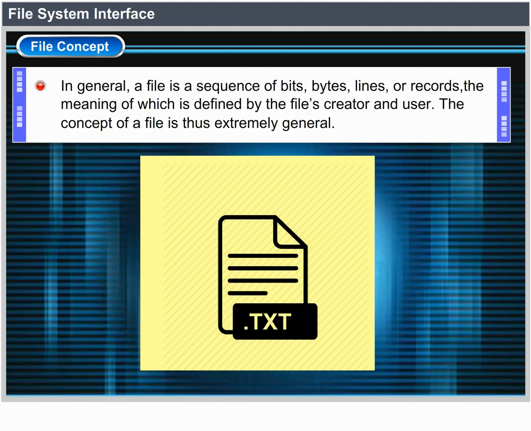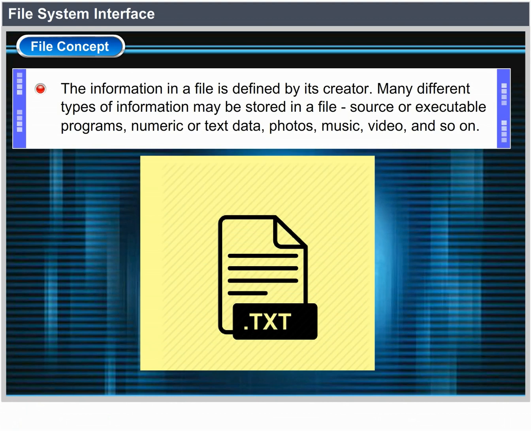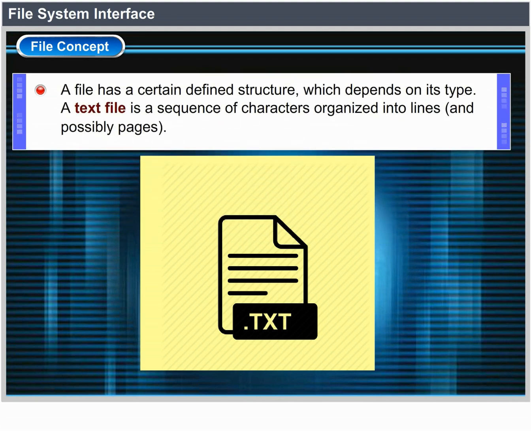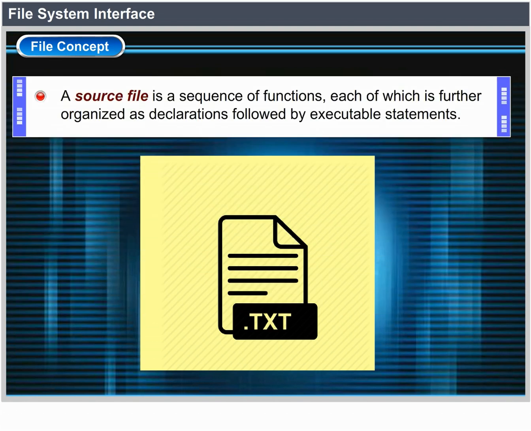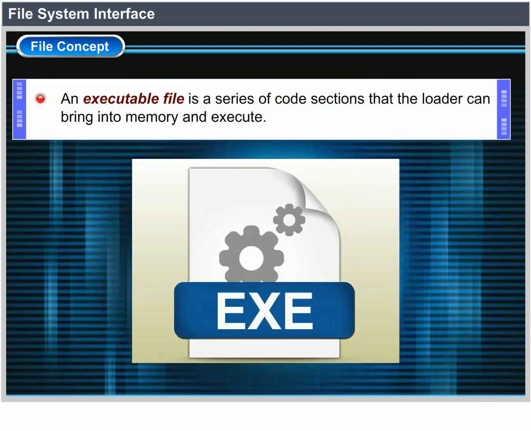The information in a file is defined by its creator. Many different types of information may be stored in a file: source or executable programs, numeric or text data, photos, music, video, and so on. A file has a certain defined structure which depends on its type. A text file is a sequence of characters organized into lines and possibly pages. A source file is a sequence of functions, each of which is further organized as declarations followed by executable statements. An executable file is a series of code sections that the loader can bring into memory and execute.